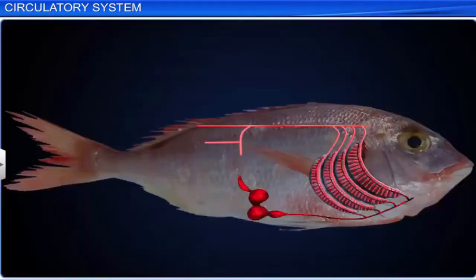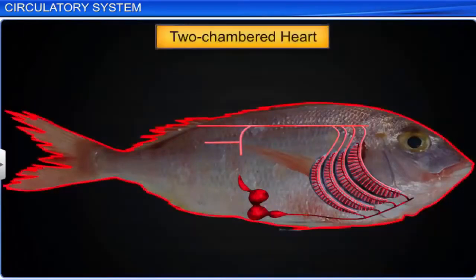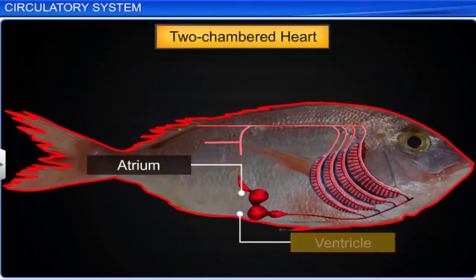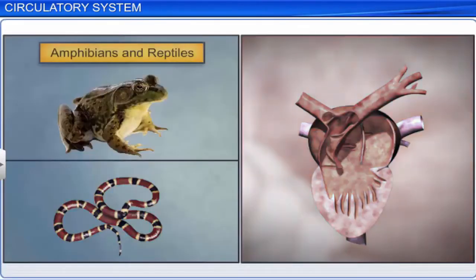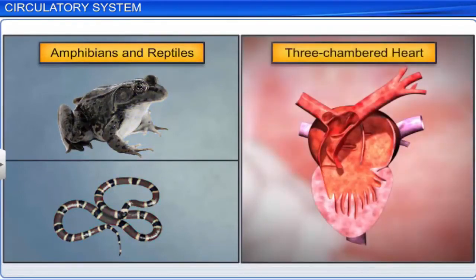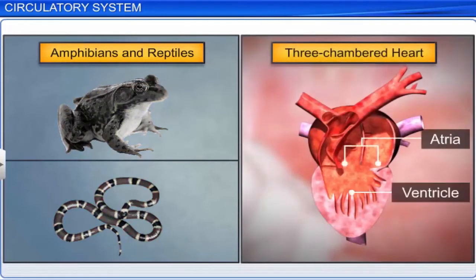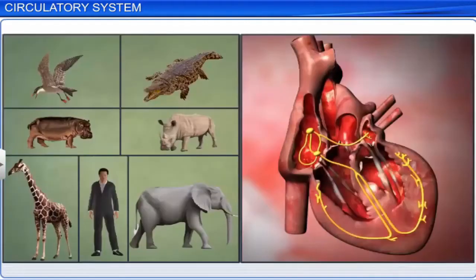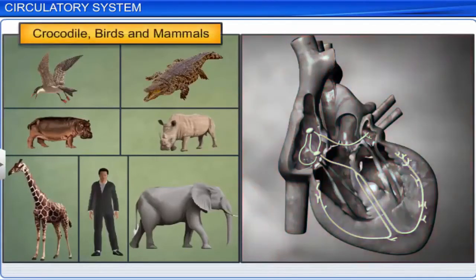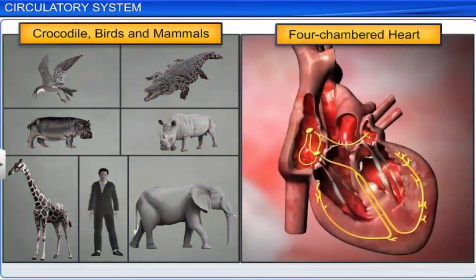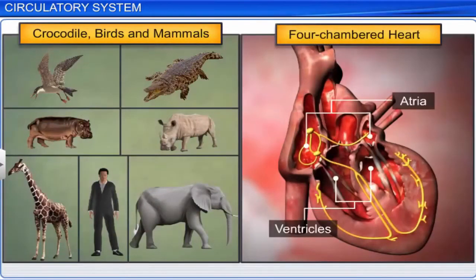For example, fishes have a two-chambered heart comprising one atrium and one ventricle, while all amphibians and reptiles, with the exception of crocodiles, have a three-chambered heart comprising two atria and one ventricle. On the other hand, all crocodiles, birds and mammals have a four-chambered heart comprising two atria and two ventricles.